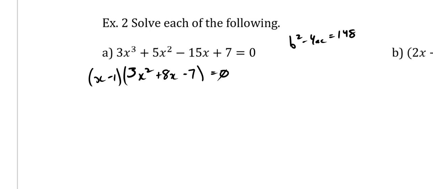You don't have to state this, but for yourself, you might want to. You might want to write it down just to remind yourself what you were doing. It can help you find a mistake if you end up making a mistake and you go back and look for it later, right? There's all kinds of reasons. 148 is not a perfect square. Therefore, this is not factorable, but it's certainly solvable.